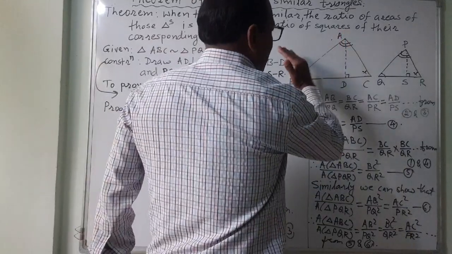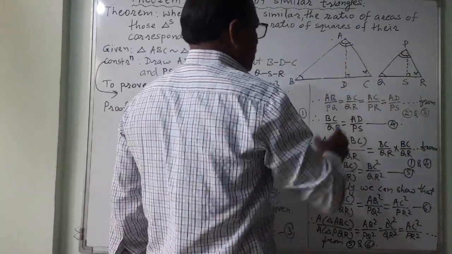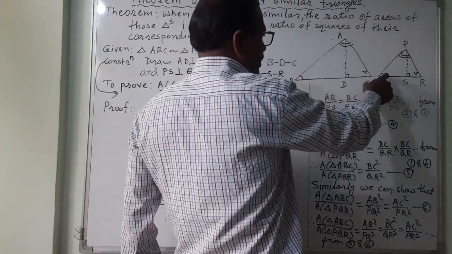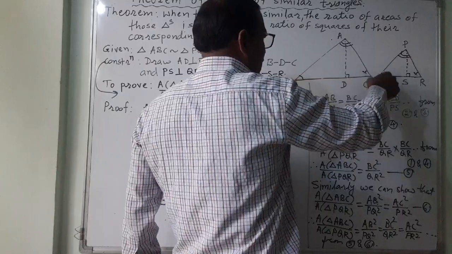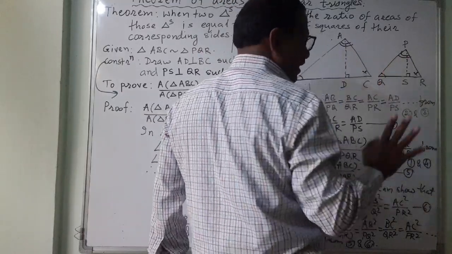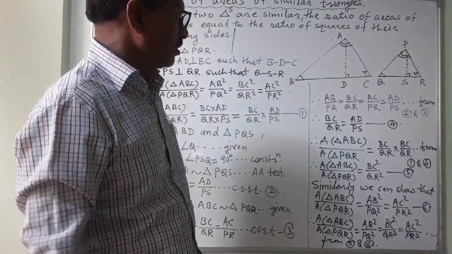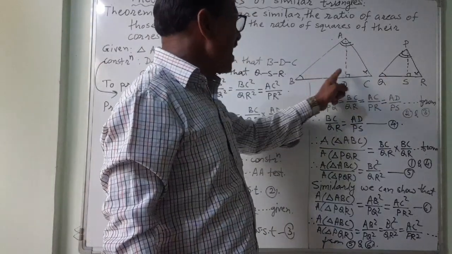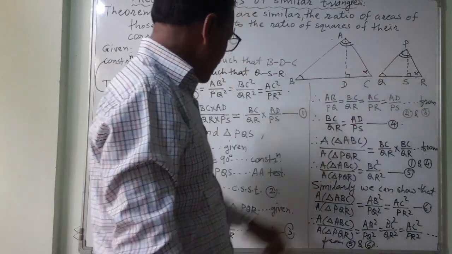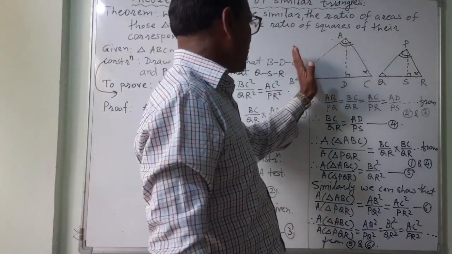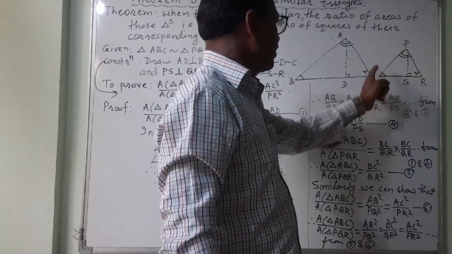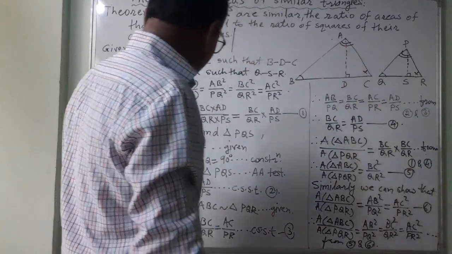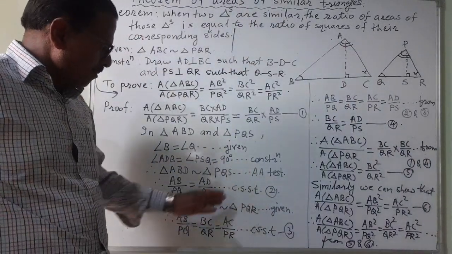Now take this triangle and this triangle. These two triangles are similar triangles. Why? This angle B and this angle Q are equal because those are the angles of the similar triangles. Angles of the similar triangles are congruent. This is 90, this is 90. So by the AA test, these two triangles, this much part ABD and PQS, are similar triangles.